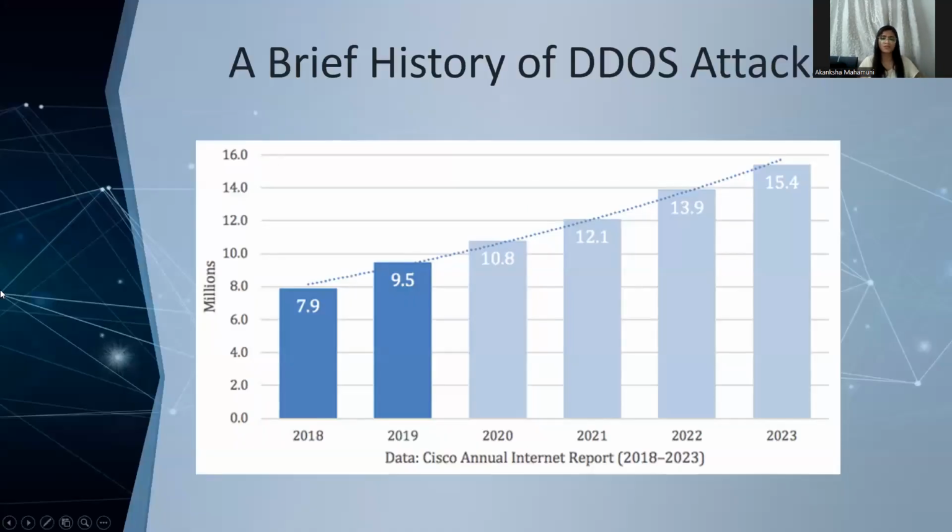This is a graph from the Cisco Annual Internet Report, which shows the history of DDoS attacks in the past years. As you can see, in 2018 there were about 7.9 million attacks, which rose to 9.5 million. And in 2020 it rose to 10.8 million, which is a huge rise. It increased rapidly in 2020 since COVID hit, a lot of people lost their jobs, and the number of attackers and cyber criminals increased.